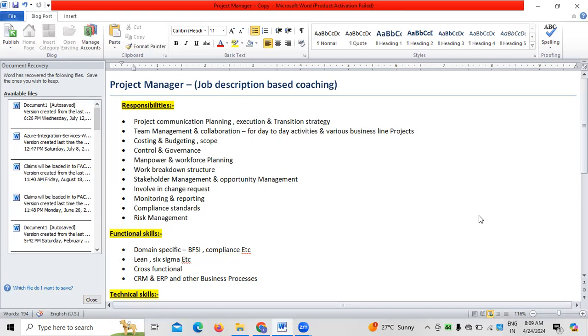Next, we need to monitor and report. Right? Because we need to monitor and report the status of the work by tracking the progress of work. All these things will be done by the project manager.